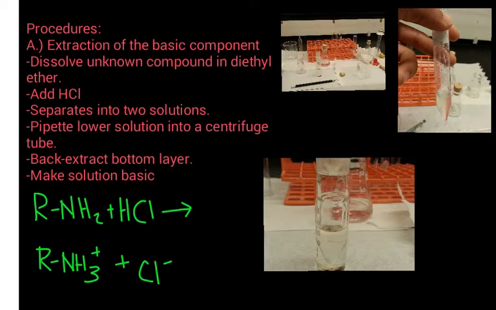The last step is to make the solution basic. The student added NaOH to the bottom layer. This created water, a salt, and should have also formed a precipitate. But in this case, as you can see on the top right hand corner, right there, is no precipitate. So it is safe to say that there was no basic component in the unknown compound.